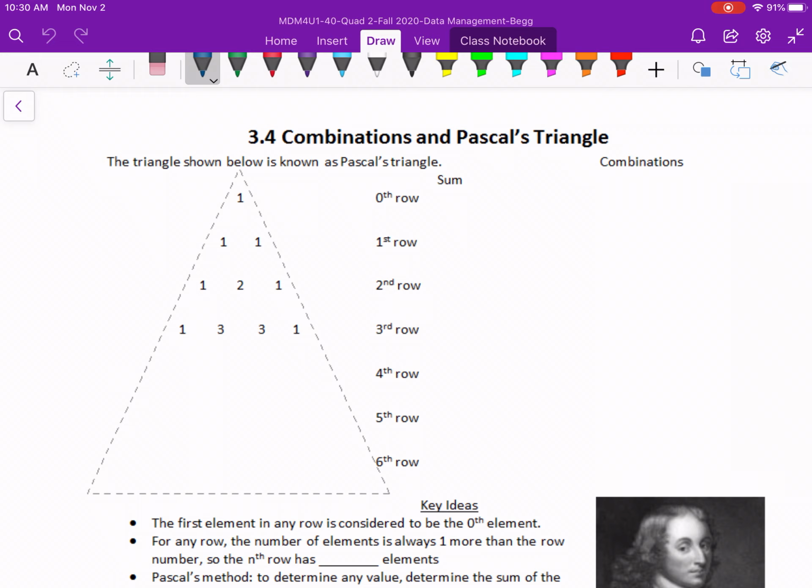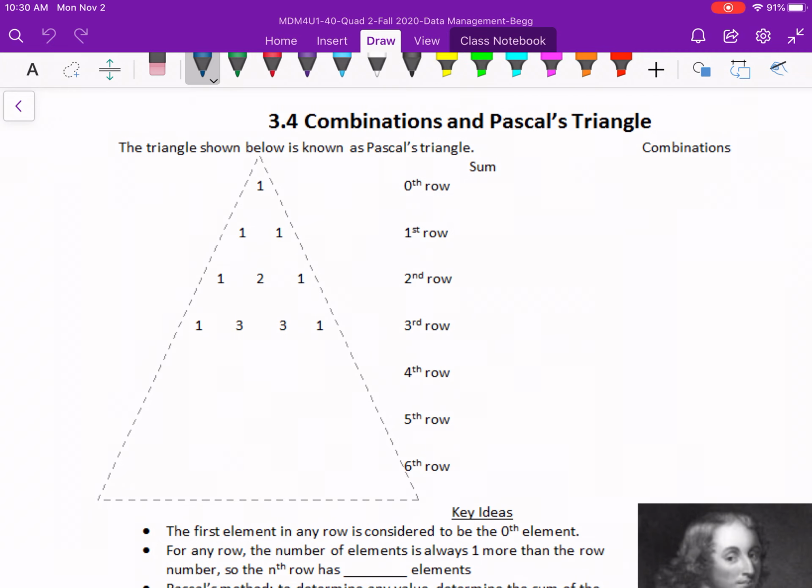So we're going to look at something called Pascal's triangle. We're also going to look at something called the binomial expansion. And we're going to see how we can relate that to combinations as well. So let's just jump right in and start with Pascal's triangle.